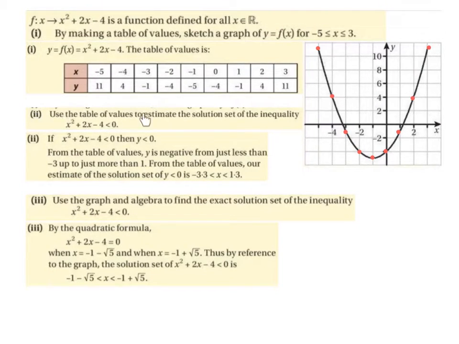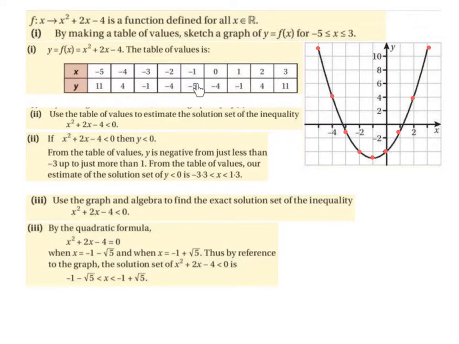Part 2. Use the table of values to estimate the solution set of the inequality x squared plus 2x minus 4 is less than 0. So if x squared plus 2x minus 4 is less than 0, then y is less than 0. So from the table of values, y is negative from just less than minus 3 up to just more than 1. So we can see y is negative at minus 3. It's also negative at minus 2. It's also negative at minus 1, negative at 0, and negative at 1.